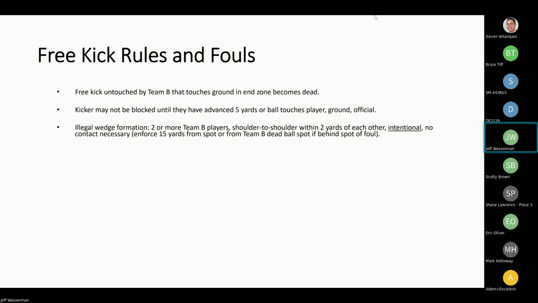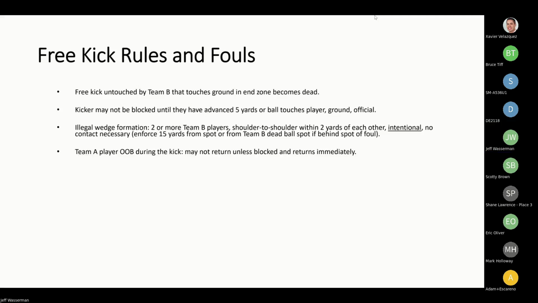So if they drop back accidentally, didn't see each other, and happen to be close to each other, we don't want to call that. And no contact is necessary. This is not a contact foul. Once they form an illegal wedge, we should have a flag. And it's going to be enforced 15 yards from the spot of the foul, or behind that if the Team B dead ball spot is behind it.